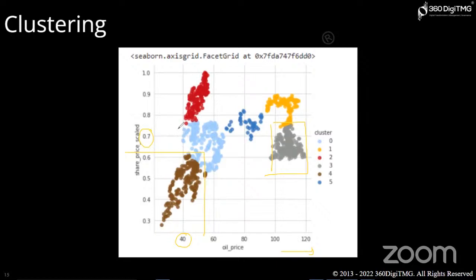Where do you have the highest share price? That we can see in this particular cluster. That is cluster number 2. I can name the clusters here. This is cluster number 2, and this is 1, and this is 0, and we have 3, 5, and 4. So in cluster 2, I can notice that the share price is very high, and the oil price is also very low.